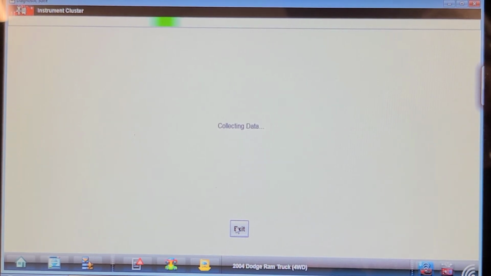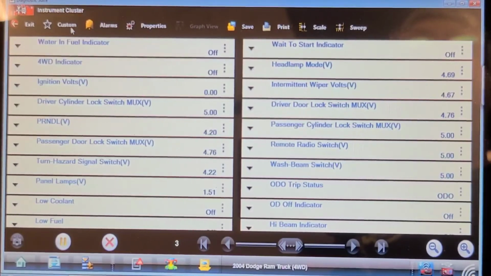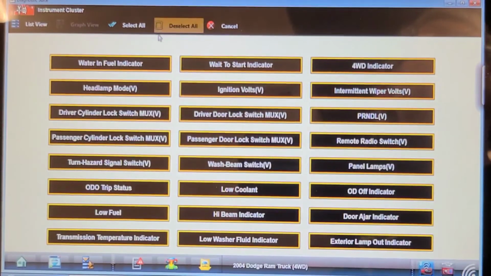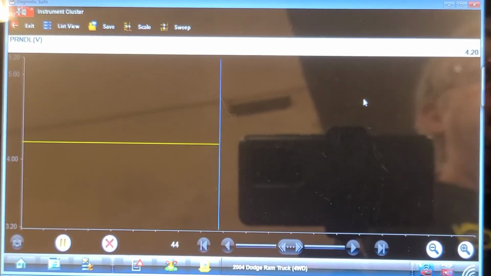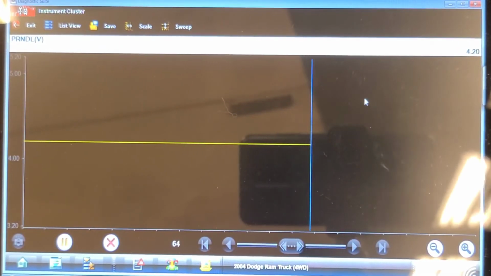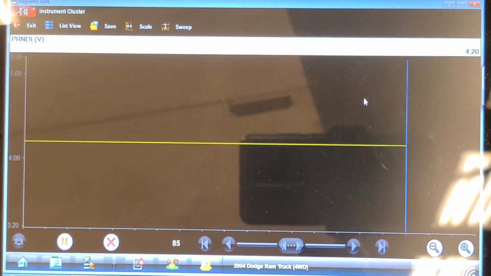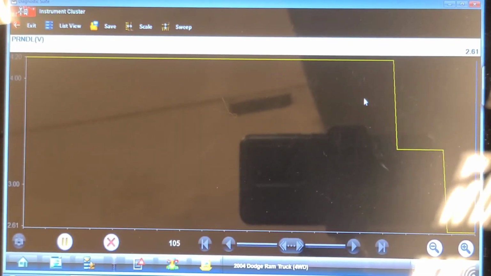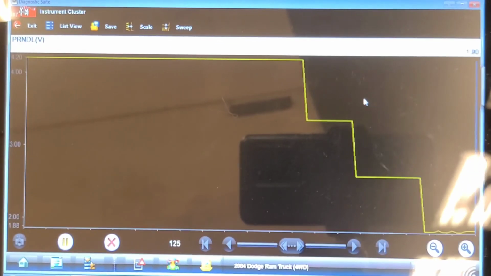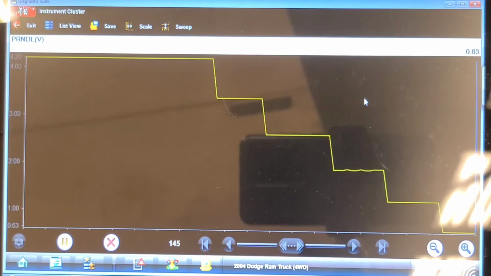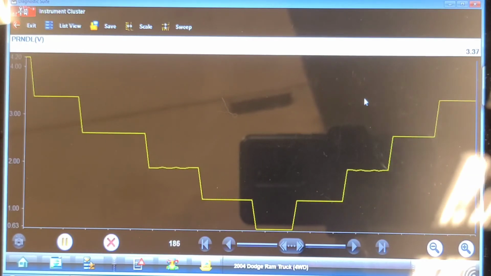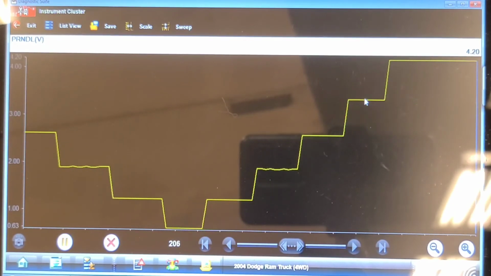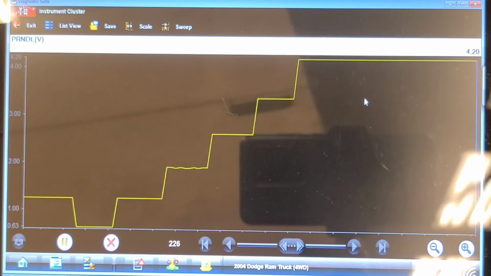Now the data list is pretty slow to refresh here, so I'm going to make a custom data list and deselect everything except the Prundle voltage. And we're going to graph it. So right now it's sitting at 4.2 volts. So I'm going to move the gear shift lever through its ranges. So you can see that it works just fine.